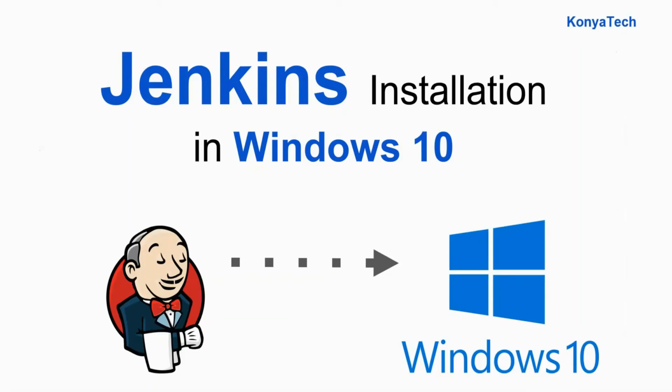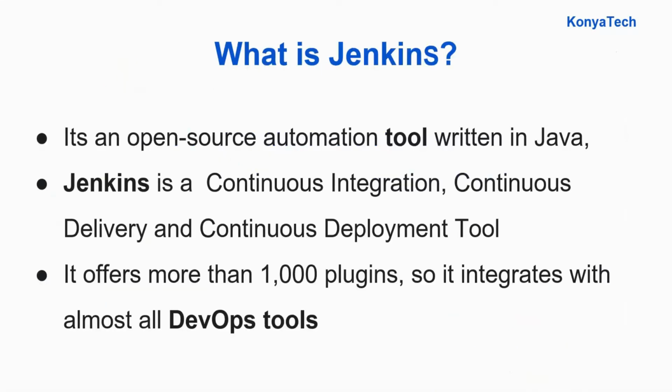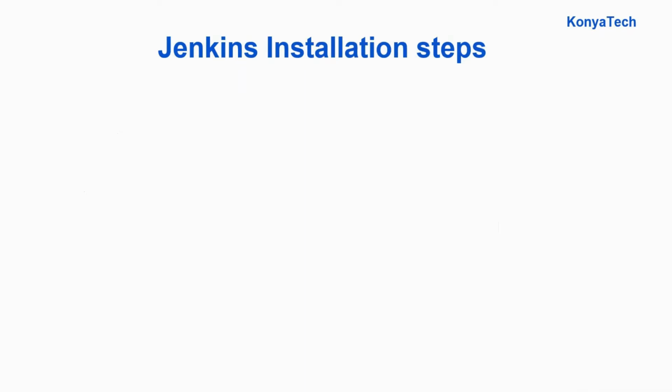Today's agenda is how to install Jenkins in Windows 10. So let me explain what is Jenkins. It's an open source automation tool written in Java. Jenkins is a continuous integration, continuous delivery and continuous deployment tool. It offers more than 1000 plugins, so it integrates with almost all DevOps tools. That's why it is one of the most demanding software in the market.